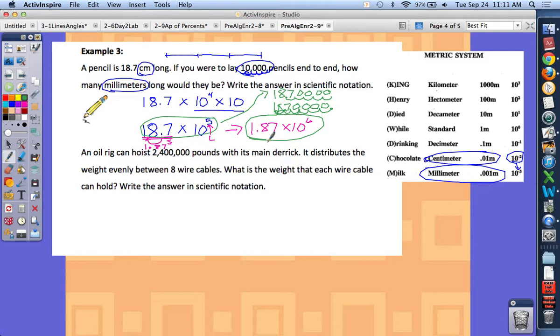Okay, make sure you always check that your answer is in scientific notation. If you end up with a number more than 10, you need to move the decimal one more place, which means you're going to need to change the exponent by one more number as well.